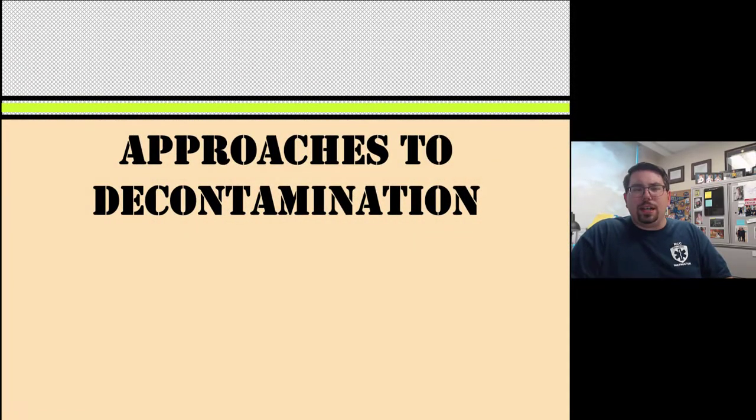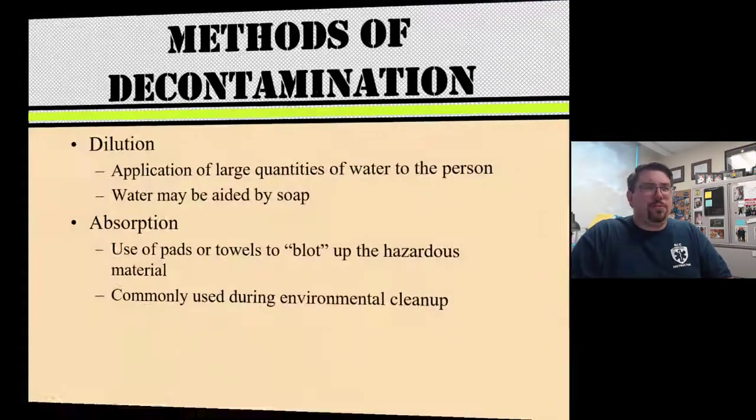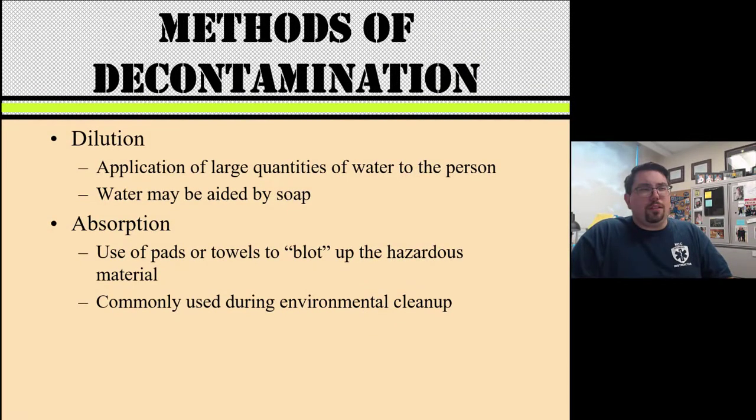Now, the way in which we decontaminate matters. So let's go over some of the different approaches that we have to decontamination. We know that decontamination is utilized to reduce or remove hazardous materials from people and/or equipment. It can be accomplished by physical or chemical means, and it serves several purposes. These include reducing the doses of the material and then reducing the secondary exposure to the patient or any other rescuers.